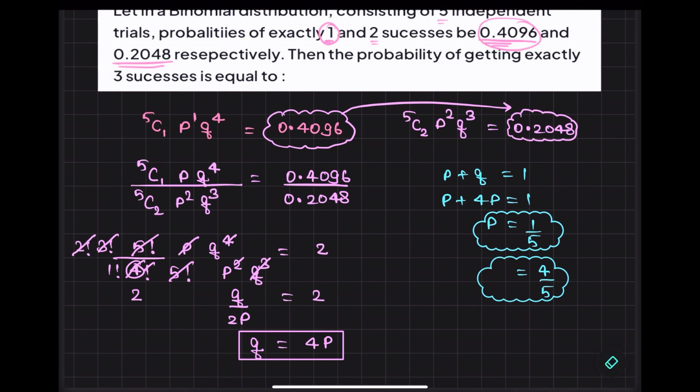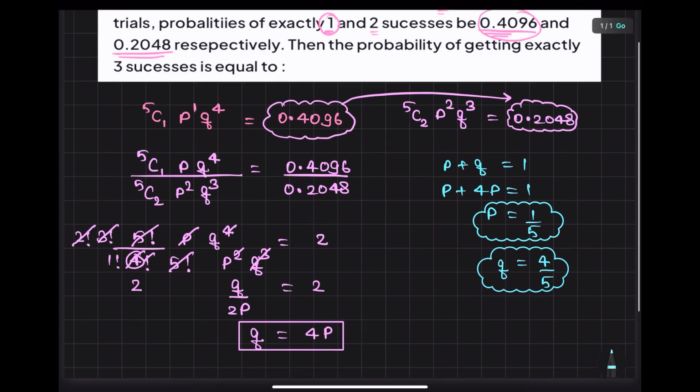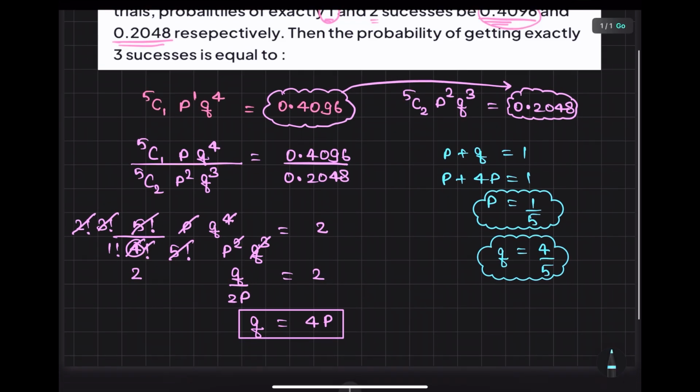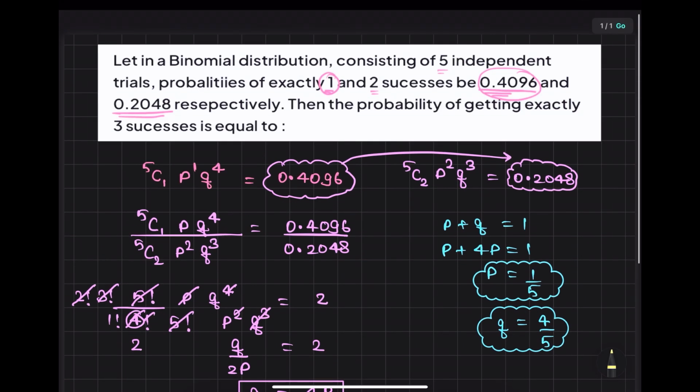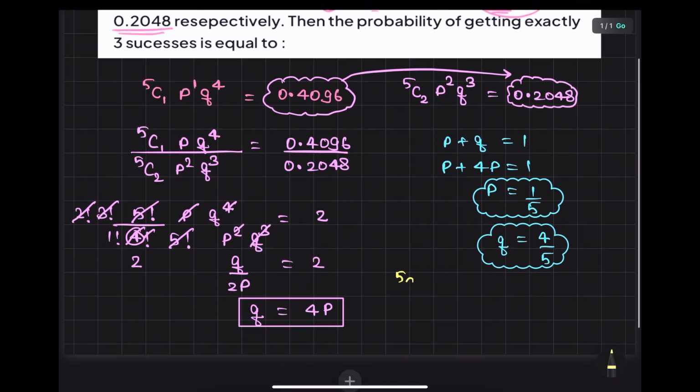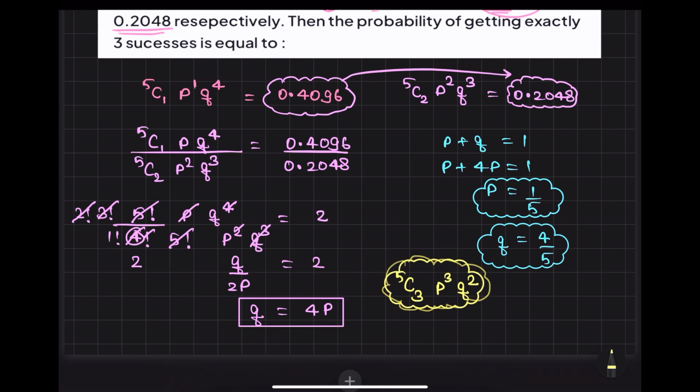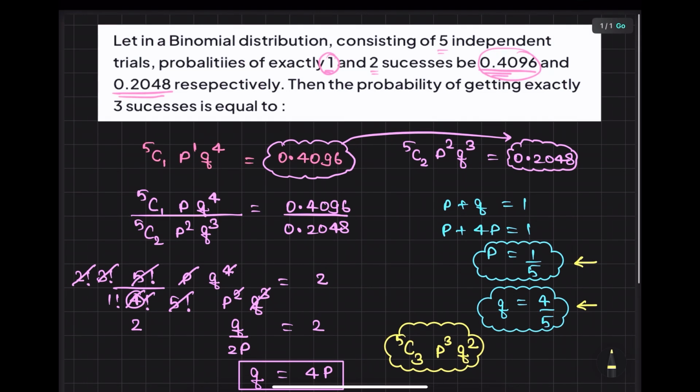Now look at this. What we have to calculate is the probability of getting exactly 3 successes. So the probability of exactly 3 successes is what? 5C3 p power 3 and then q power 2. Now you have to substitute the values of p and q, taking from here and here, and then you will get the required result.